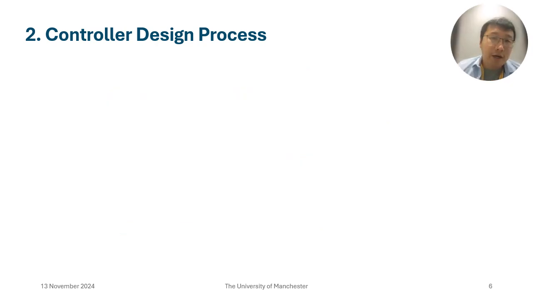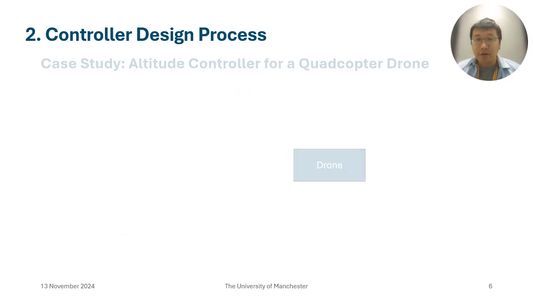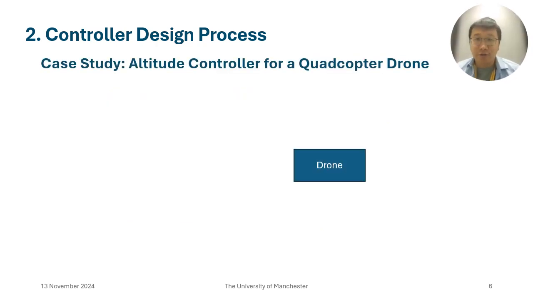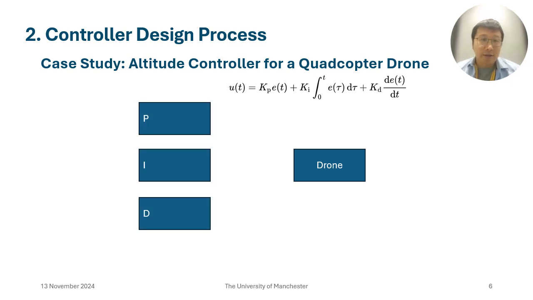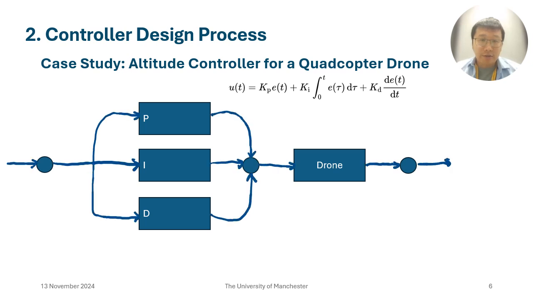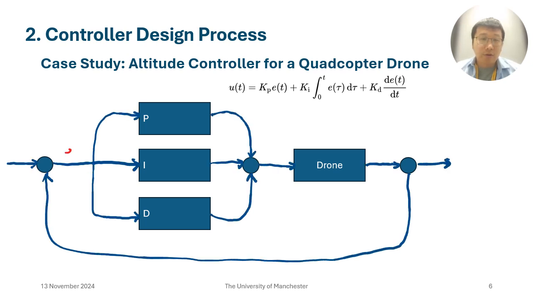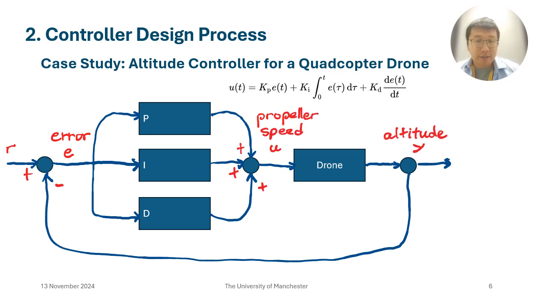So when we combine the PID controls, we create a robust altitude control system, something like this. Remember the control law is PID, then we can connect and close the loop. So based on the error E and reference R, we have the control input, which is the propeller speed, and the output in this case is the altitude of the aircraft.